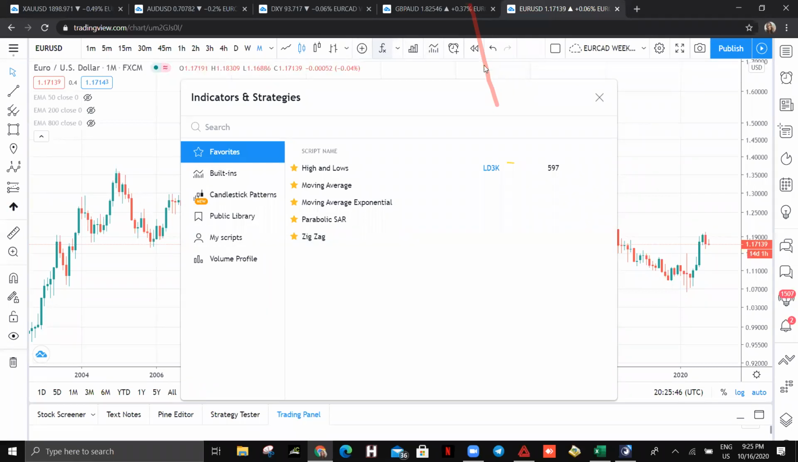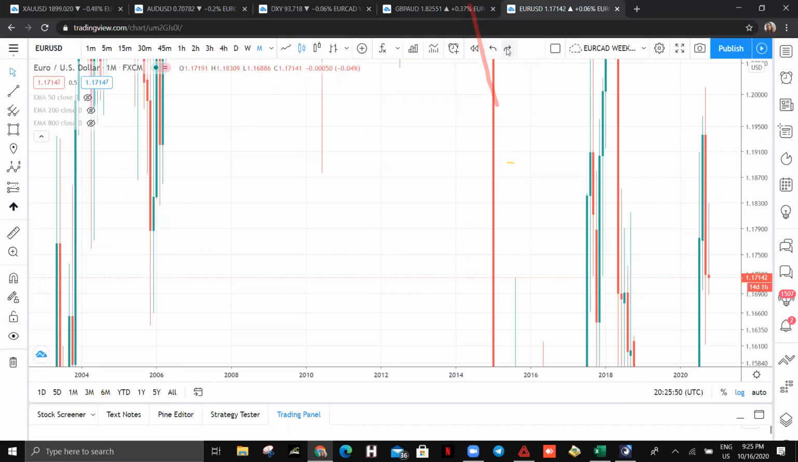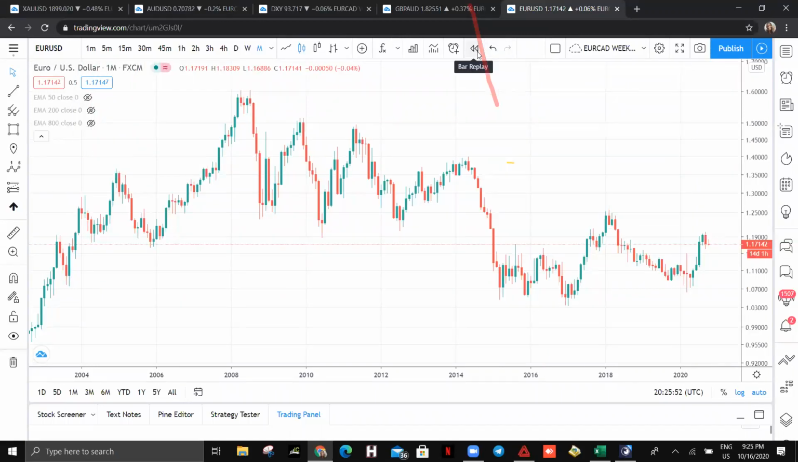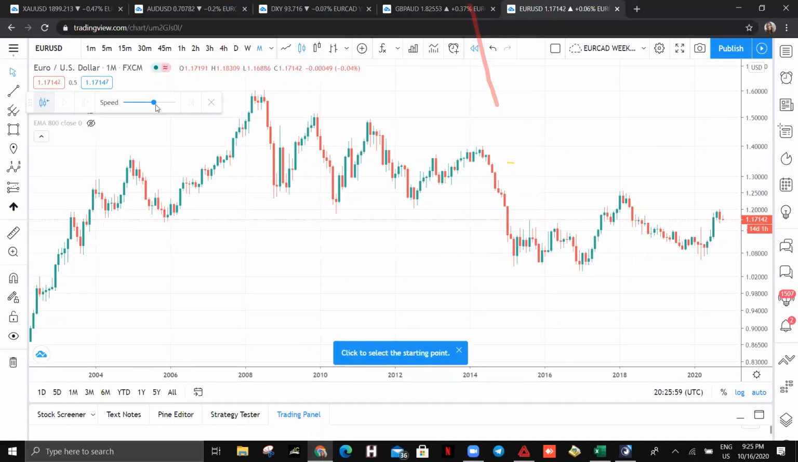I don't use all those things. If you want to go back, you click here, it will take you back. If you click here, undo, it will take you forward. You can actually rewind and replay your bar. Let me show you. I don't actually use all these things, but it doesn't add anything to my chart.